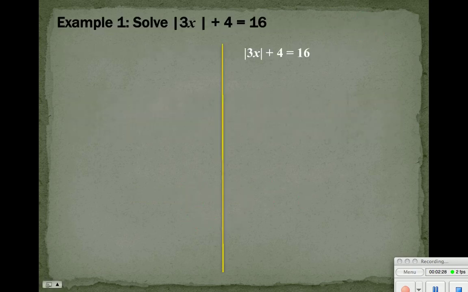All right, we're going to solve this equation. Notice there's absolute value. On the left, I'm going to write the steps, and on the right, you're going to see the steps performed. So first thing we do is solve this by getting the absolute value alone. That means we want to take that 3x and get it by itself. So we're going to minus 4, and we get 3x equals 12.